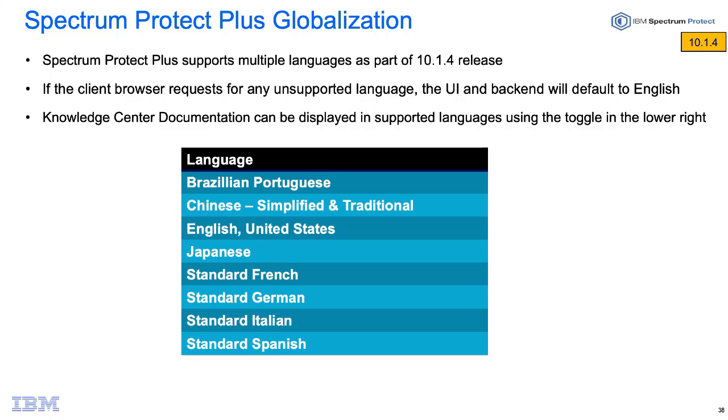Now, the way this is going to work is it's going to use the language that your client browser requests. If it's one of those languages, the UI or GUI will be displayed in that language. If not, then the UI will revert back to English. Similarly, if the Knowledge Center documentation has a language that is local to your site, you can go to the lower right and pick that language. If that content is available in that language, it will be displayed.